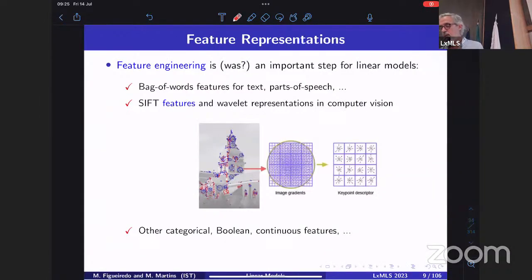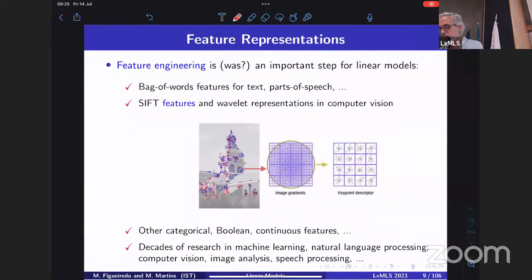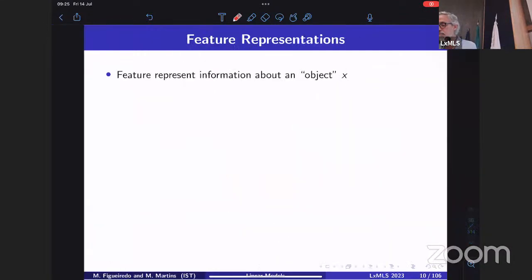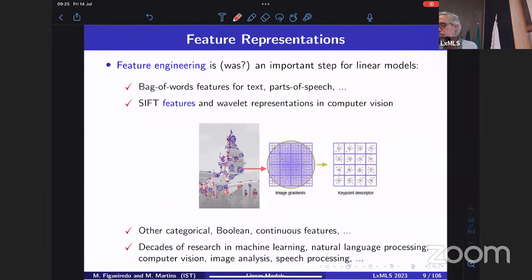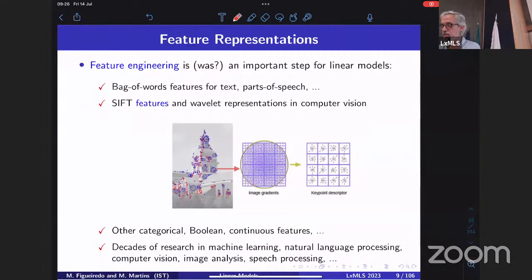Features can be categorical, Boolean, continuous, many different things. As I was saying, there are decades of research in many areas, machine learning and natural language processing. People got insights from, say, linguistics to try to guess what would be the good features to extract so that I can then do whatever I want to do. So in all of these areas. And maybe today it is not as important because we can learn some of these directly, as we will see, but in many areas it's still very important.